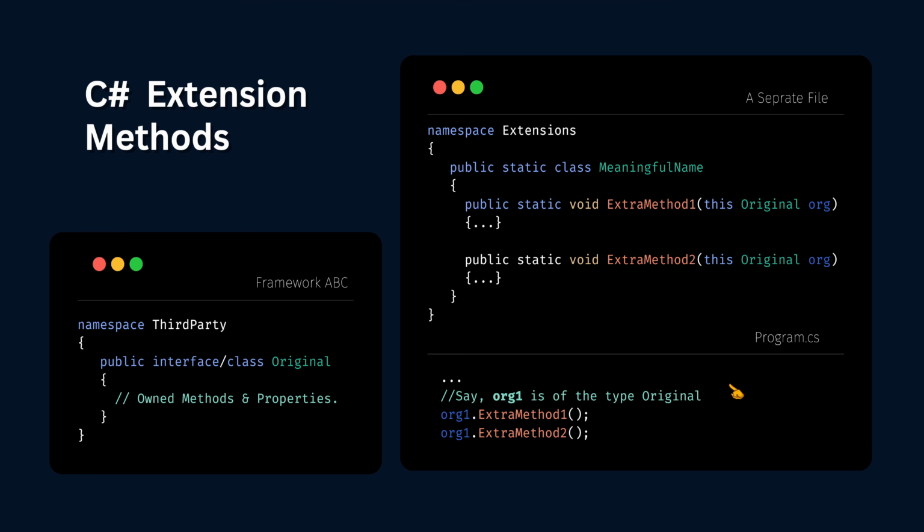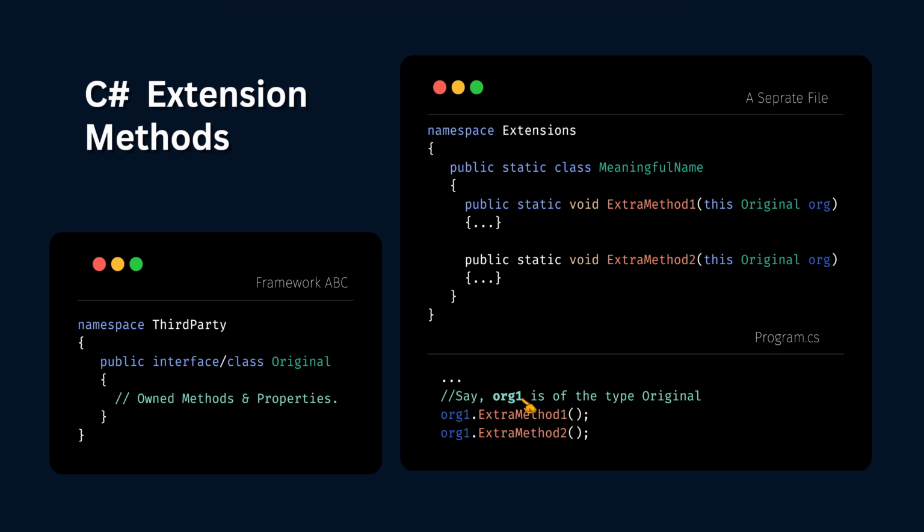Now consider this part as our Web API project. Into that we have added a necessary framework called ABC. Now suppose inside that we have an interface or class called Original. The implementation of this type Original is already done within the framework with its own methods and properties. Now using the C# feature extension method, we are going to extend this type Original by adding our own methods from this Web API project here.